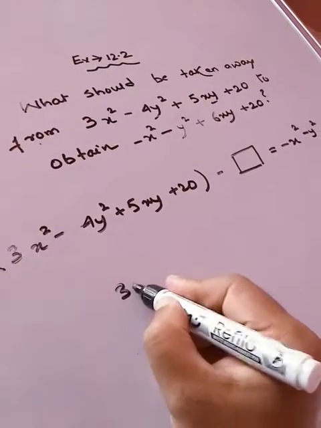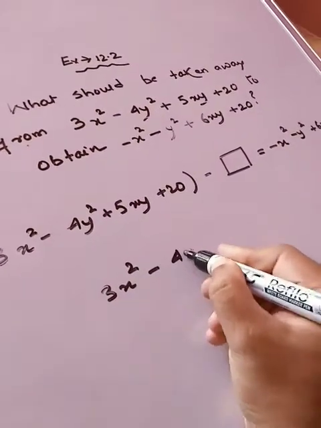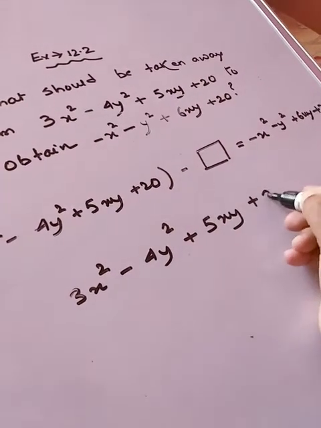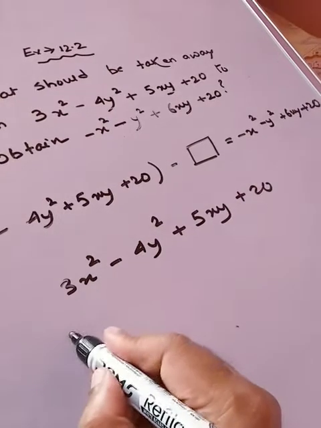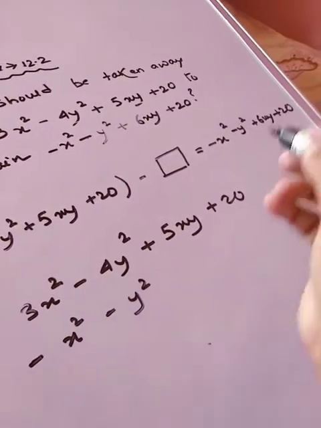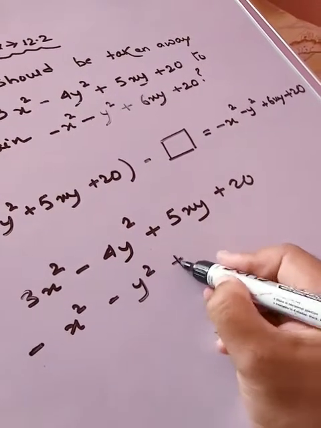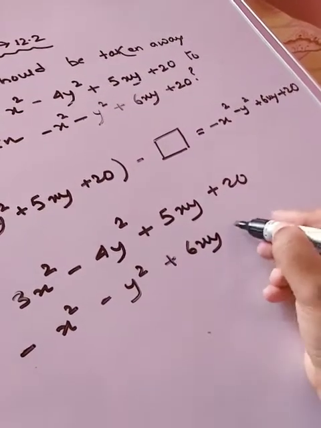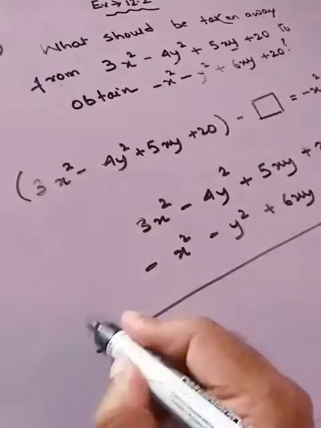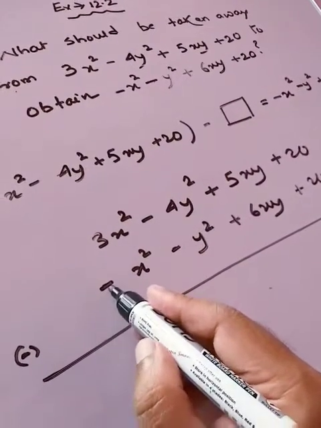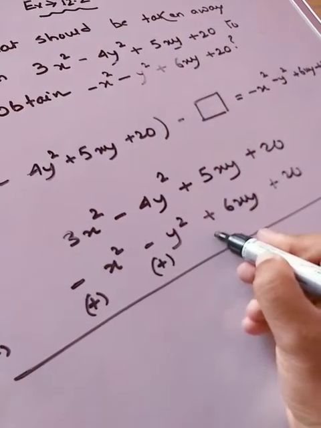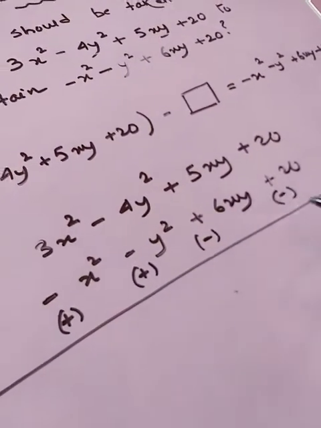So let's start. 3x² − 4y² + 5xy + 20. Now again we'll put it down. Be careful with the variables, students. Minus x², minus y², then xy is there, 6xy, and then 20 is there, isn't it? Now we'll write minus here. Now what will happen? Minus will turn to plus, minus will turn to plus, plus will turn to minus, and this will turn to minus.